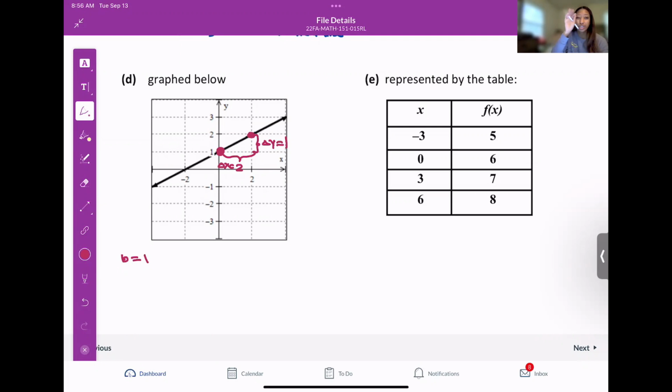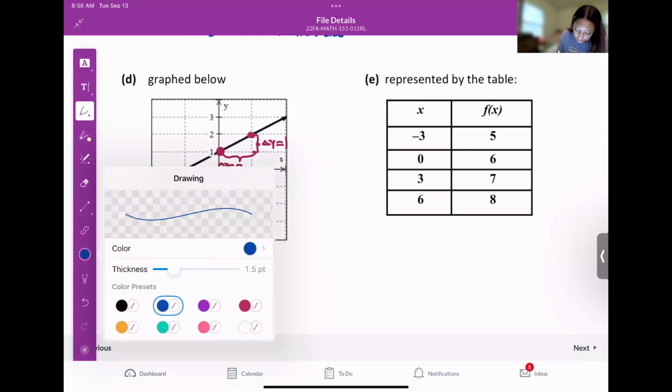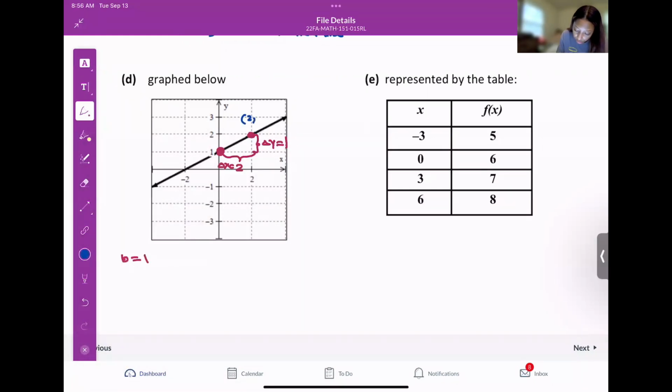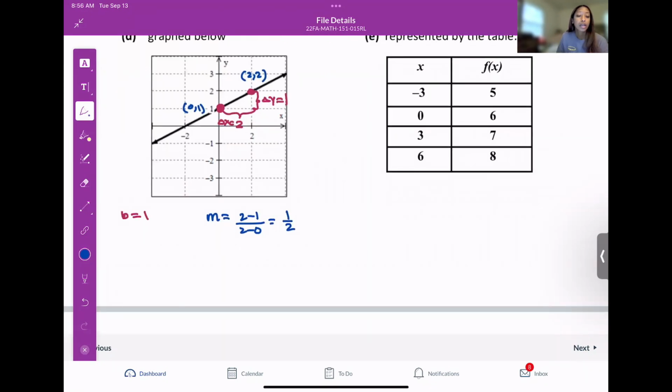Another way you can do it, if you're not a visual person, you want to actually calculate it with the numbers. This point is 2, 2. This point is 0, 1. And then if we calculate the slope, m equals 2 minus 1 over 2 minus 0. That would be 1 over 2. So we have the line with a slope of 1/2 and a y-intercept of 1. Putting those together, we get y equals 1/2 x plus 1 as our answer.